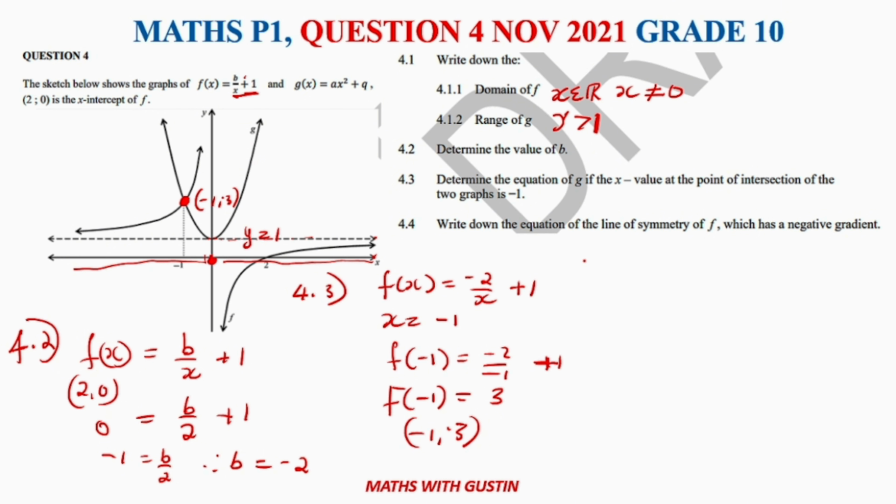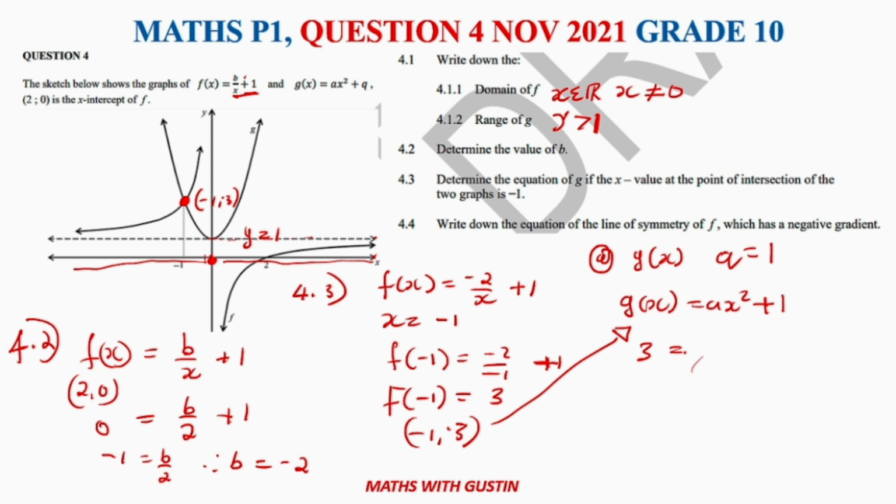What we need to do now is say that the line of asymptote of g of x, q is equal to 1, because y is the line of asymptote. Having that, you can say a over x squared plus 1, because we already know that. Then you substitute these coordinates in order to find a. You can say 3 equals a over minus 1 squared plus 1.